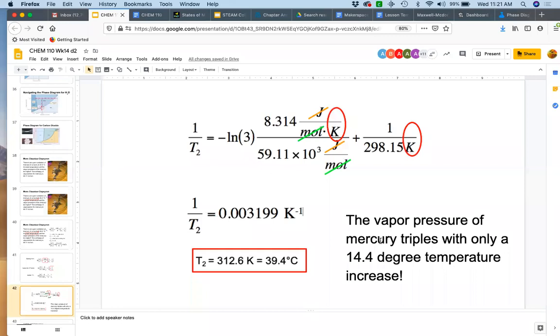The vapor pressure of mercury triples with only a 14.4 degree temperature increase. So that's such a tiny change in temperature, but a huge change in vapor pressure.